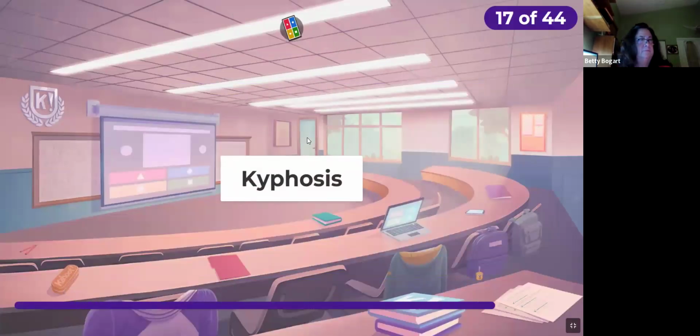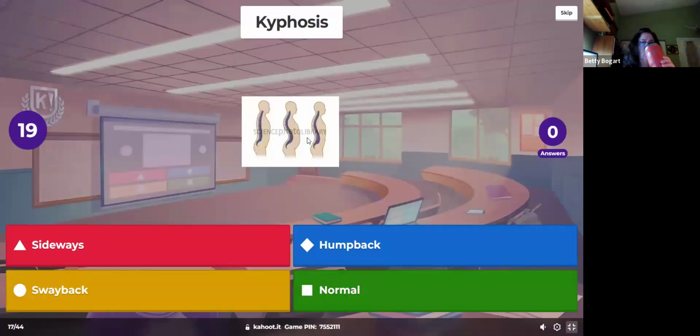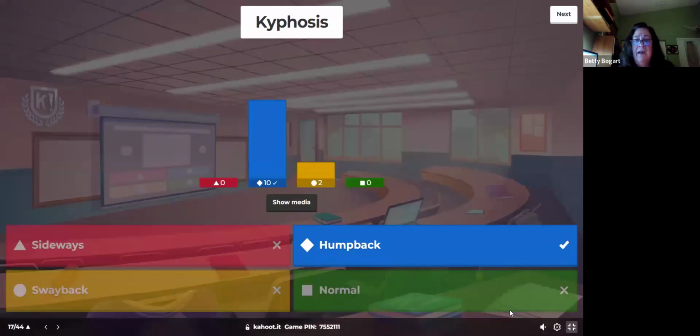Kyphosis. Kyphosis is the humpback. It's the upper back.